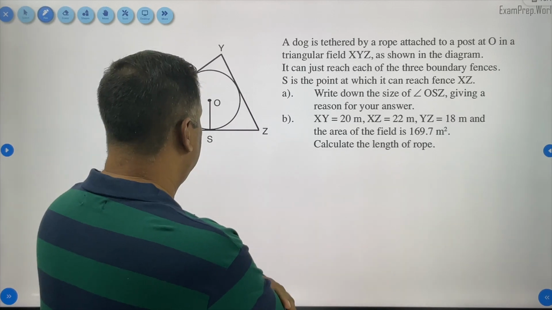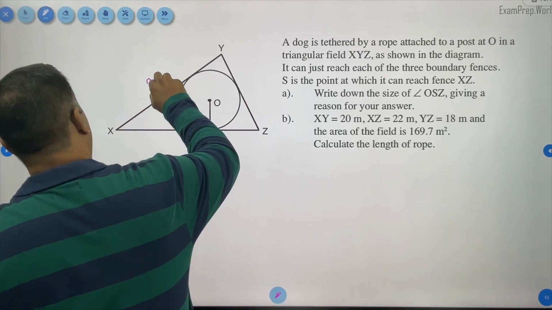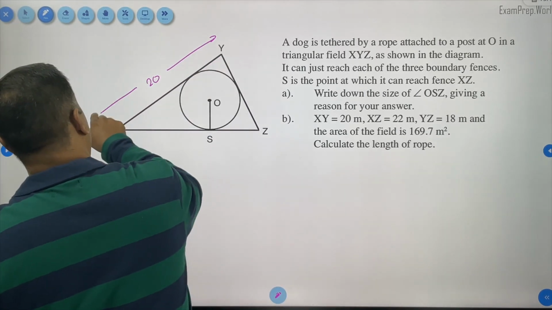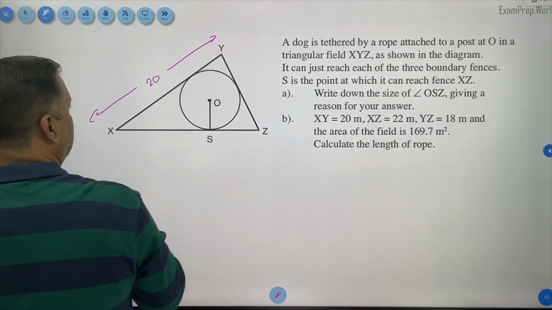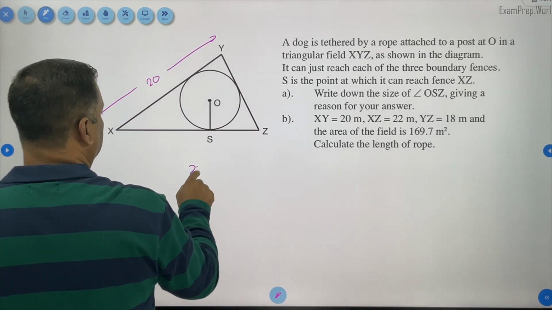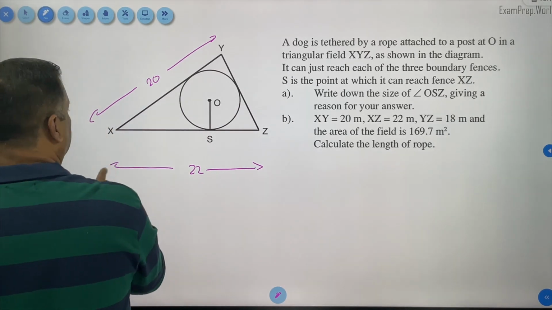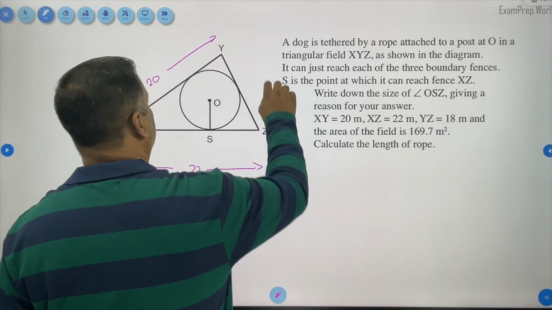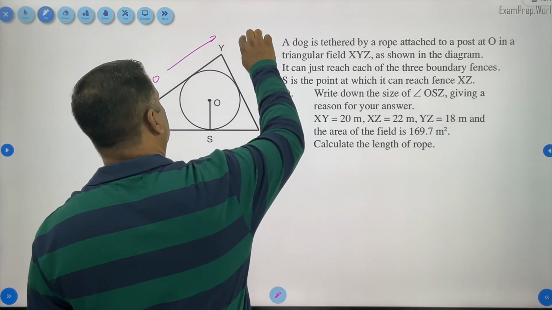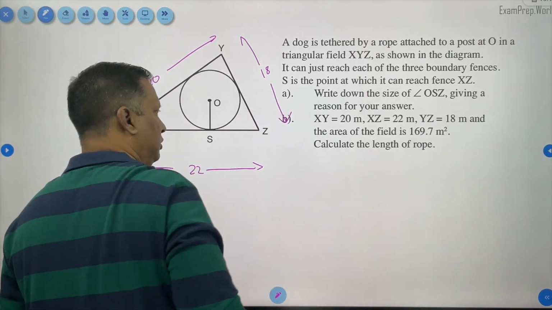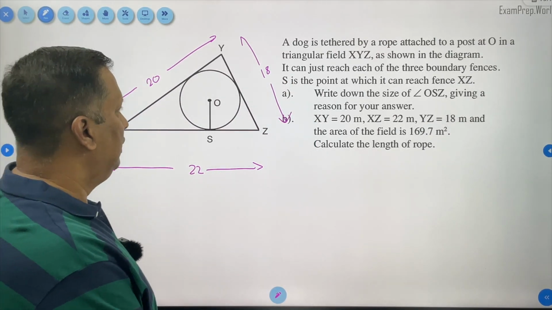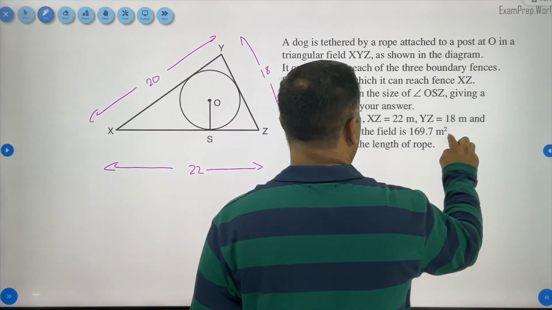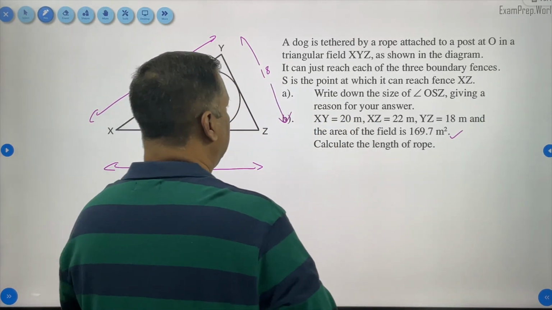XY is 20. The whole thing is 20. And XZ is 22 from here to here. And YZ is 18. Okay, clear? And they have given the area also. Calculate the length of rope. Which rope?